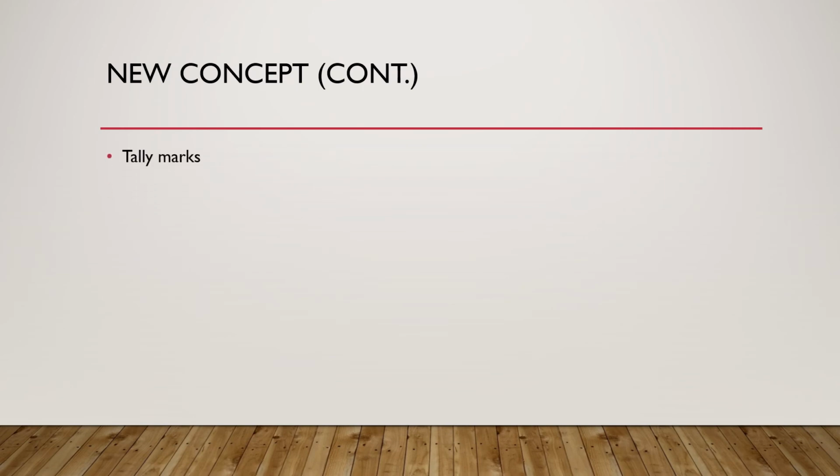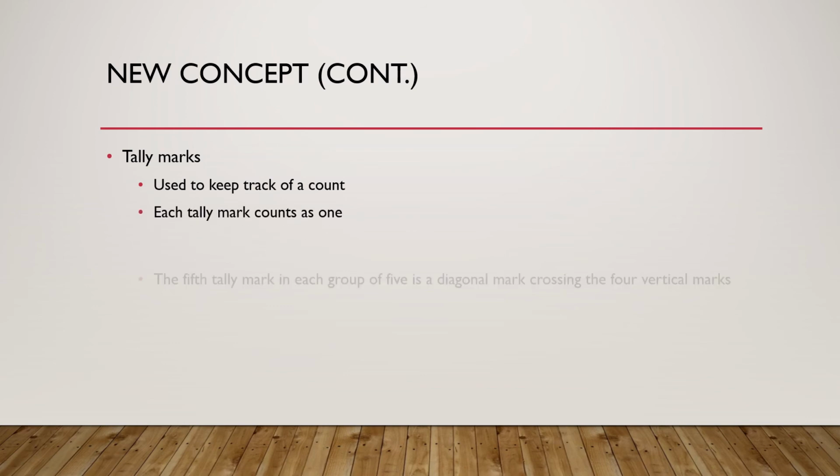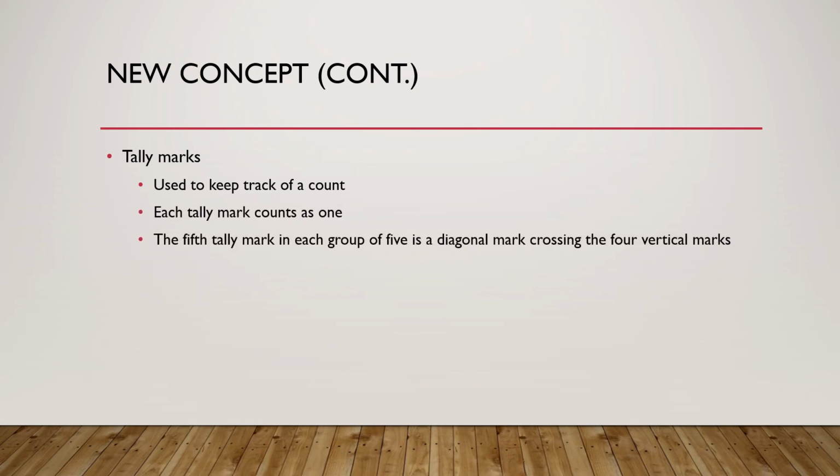The last thing we're going to talk about are tally marks. Tally marks you usually use when you're counting something and you don't want to take the time to write the number, the digit each time you count another object. So each little tally mark counts as 1, and when you make a 5th tally mark in each group of 5, you make a diagonal mark across the 4 vertical marks. I'll show you what that looks like right here.